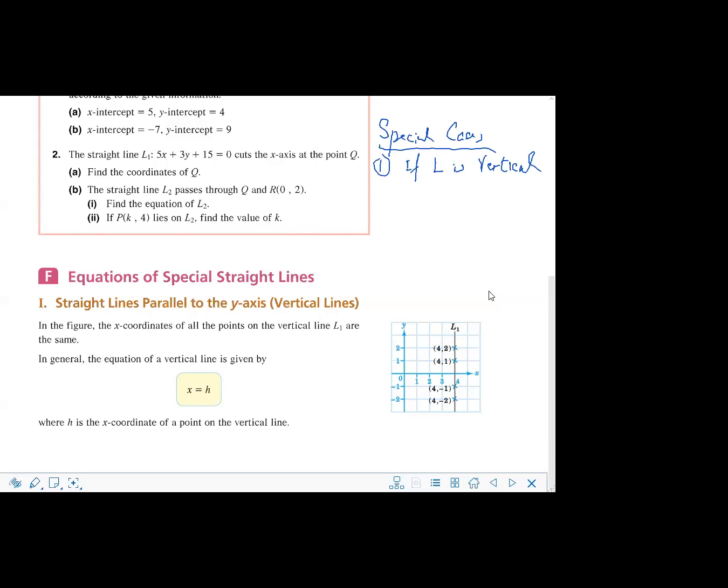the equation of L will be in this form: x equals number. Okay, it is always x equals number. If it is vertical, then do not use point slope form. Okay, because the slope is math error. The slope is undefined this time because it is vertical.